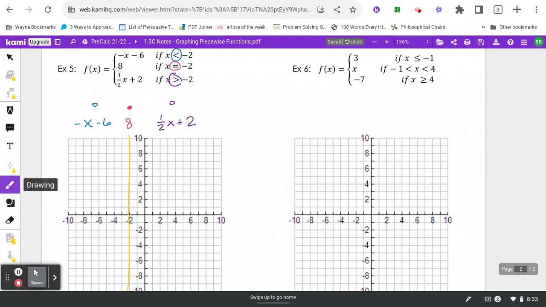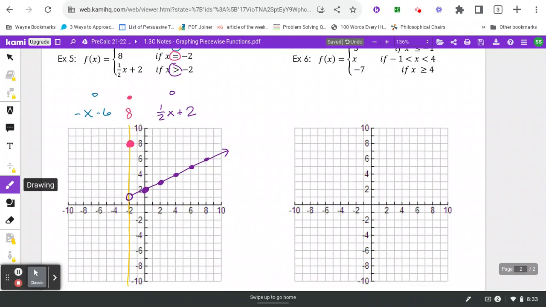All right, let's take care of the 8 first. It's just going to be a single dot right there. Then let's go over to the purple, 1/2 x plus 2. I'm going to go up 2 on my y-axis. Up 1/2, up 1/2. Continue that pattern up and over to the right. And then we're going to go down and left, and we're going to leave this one open when it hits that boundary line.